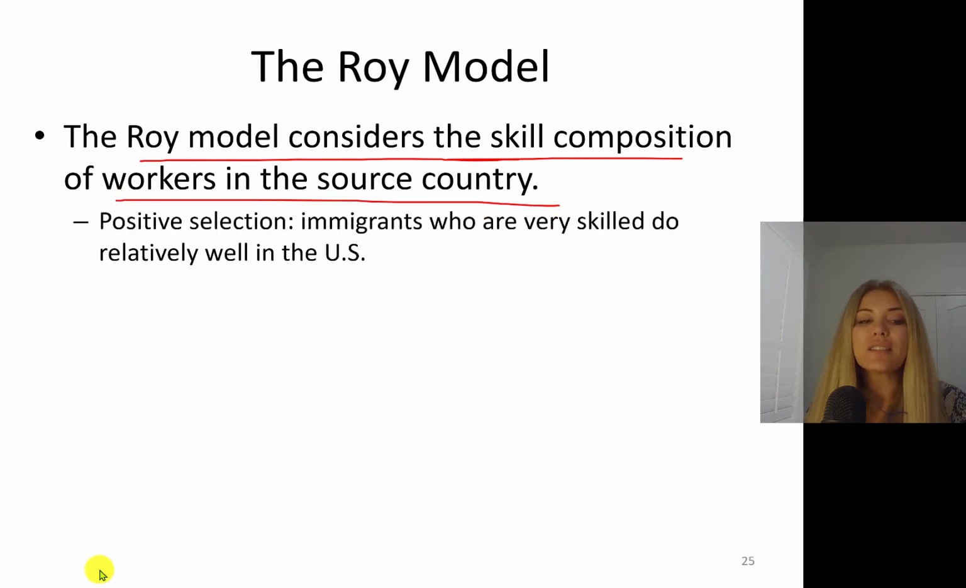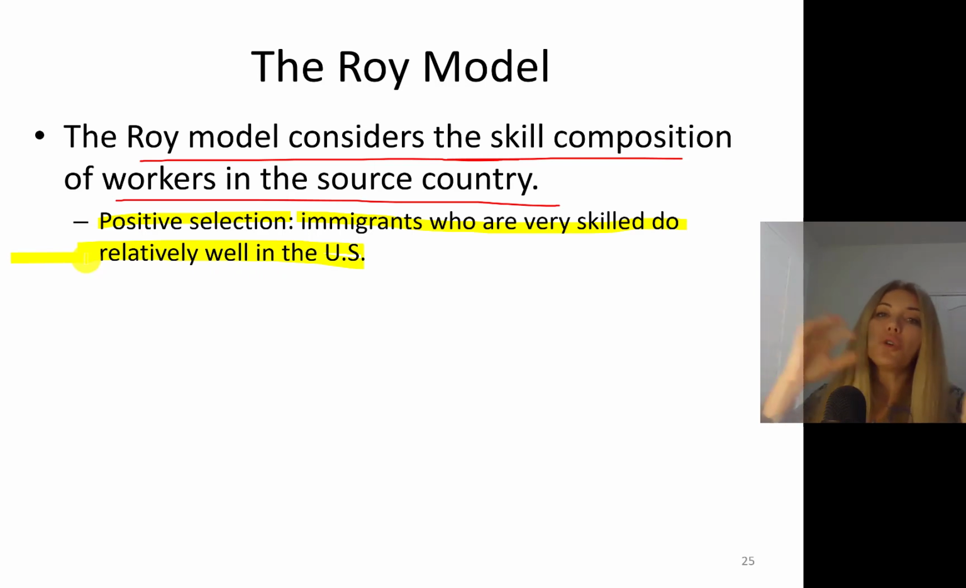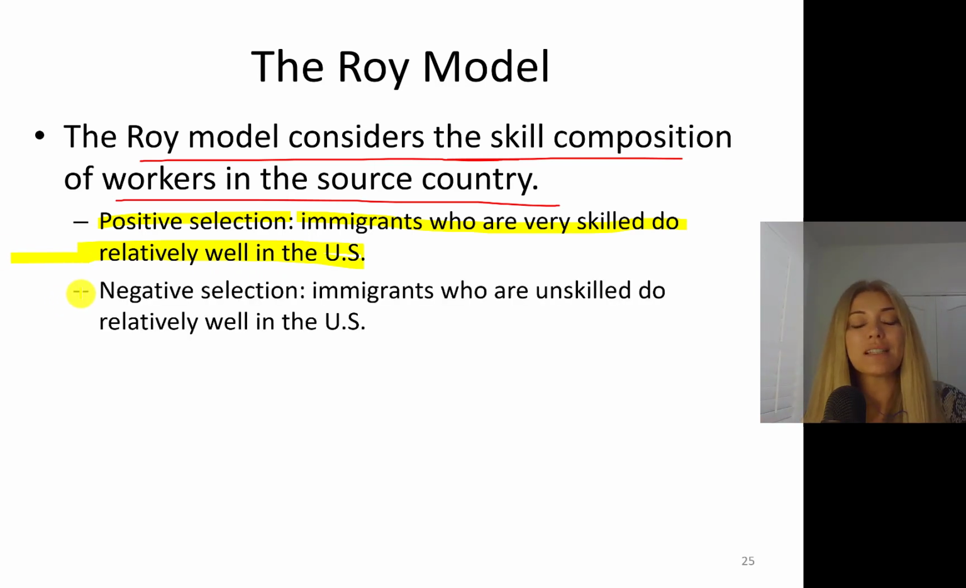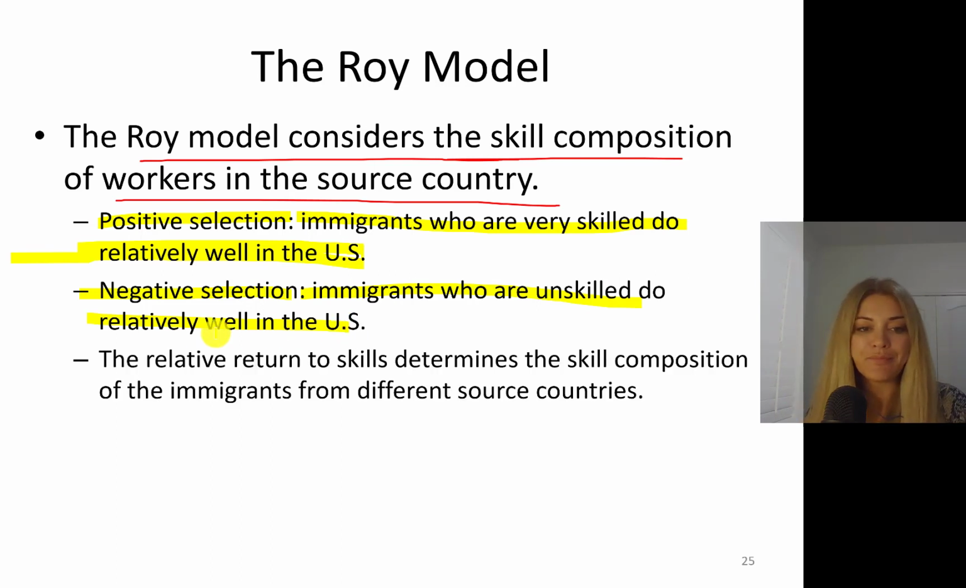Let's talk about positive selection. Positive selection means immigrants who are very skilled do relatively well in the United States. So you get the highest skilled people in that country moving to the United States. Negative selection means immigrants who are unskilled do well in the host country, the United States. So you are getting the lowest skilled people in that country. Just keep in mind, every country has every skill level of individuals, but what skill level are we getting on average from each country?